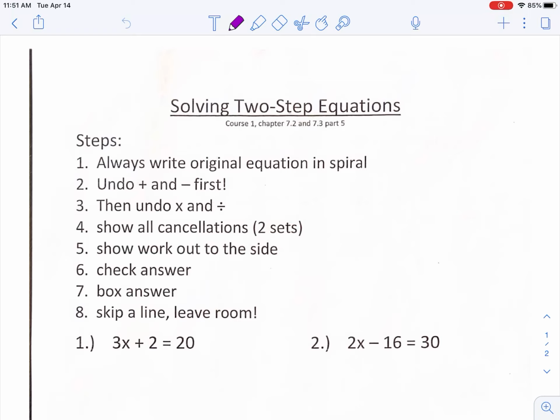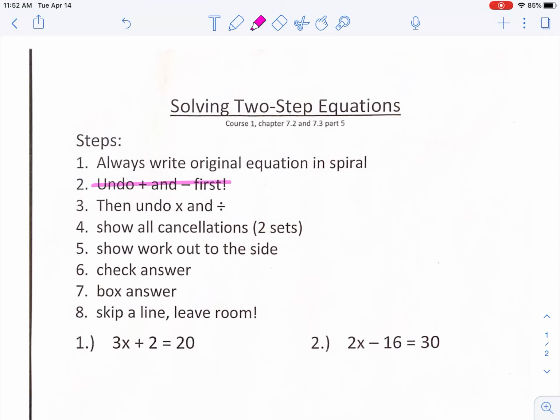Hey guys, so for our last week, our last set of notes, we are going to solve two-step equations. I've got the rules or the steps to solve these two-step equations on the top of the page, so you can refer back to them as needed throughout the week. Step 1 says to always write the original equation in your spiral. Obviously, that would be for when we were in school together doing these under the Elmo, so you can ignore that step.